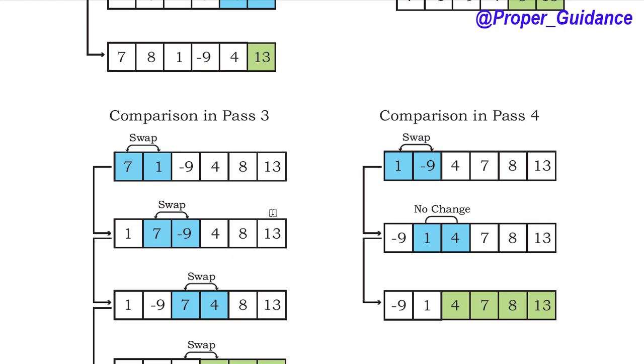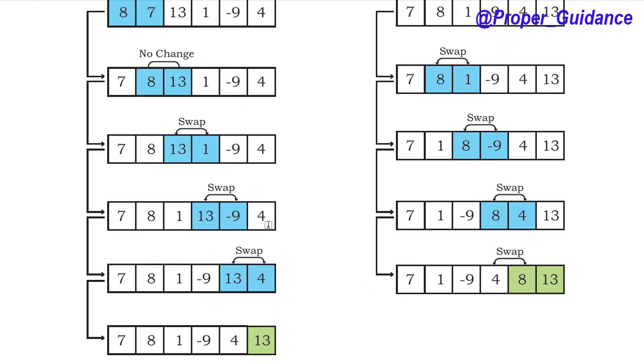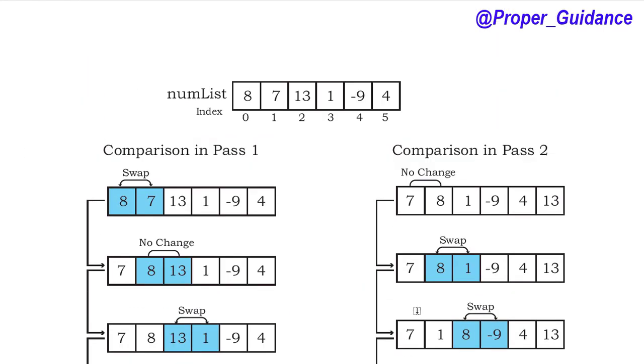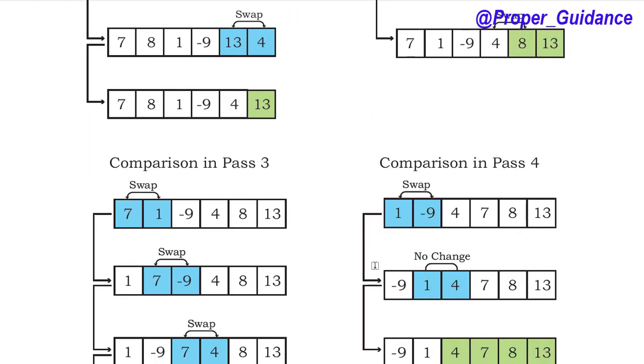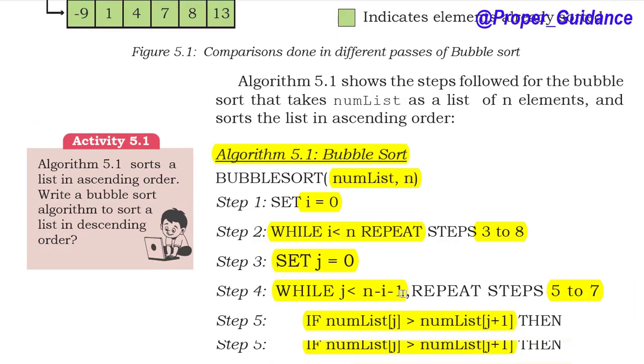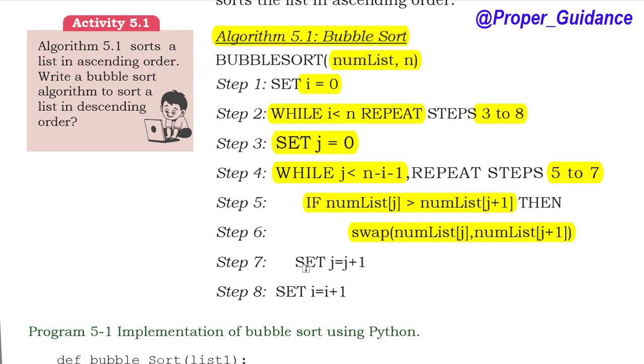This is our concept, and we have to order them properly. The elements should be arranged in an ordered way, and for this we are following the bubble sort technique. This technique is completely explained in this diagram. Is this clear to you? Next, set j equals j plus 1 and set i equals i plus 1.